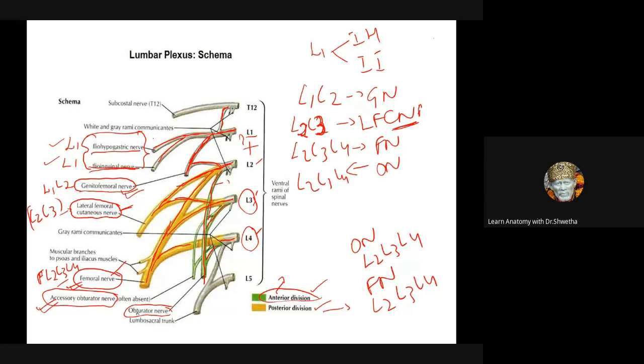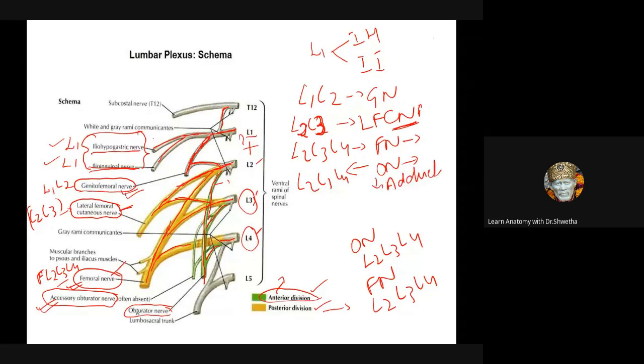Excellent. The femoral nerve was the nerve of which compartment of the thigh? The anterior compartment. Correct. Now, the obturator nerve is a nerve of the adductor compartment. We'll be discussing it today.